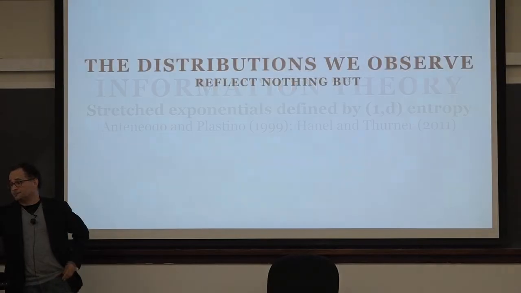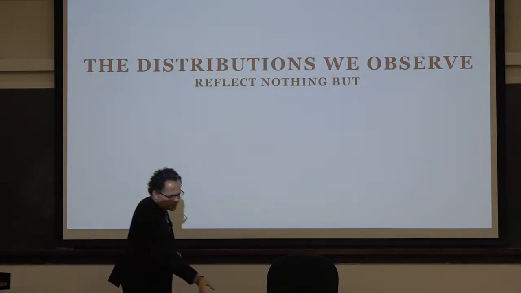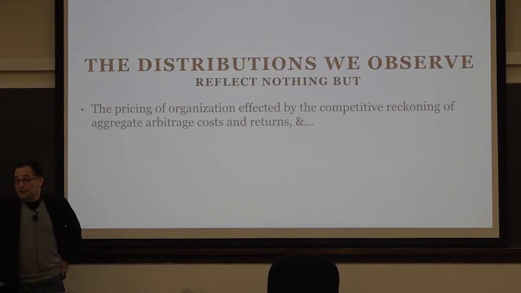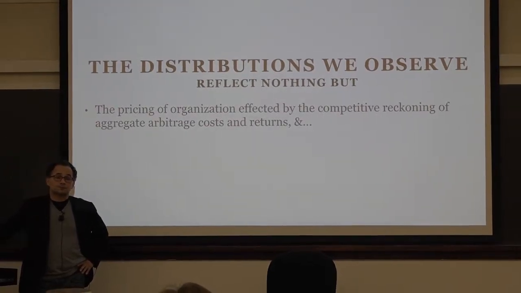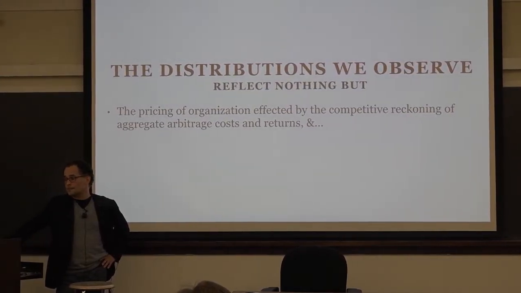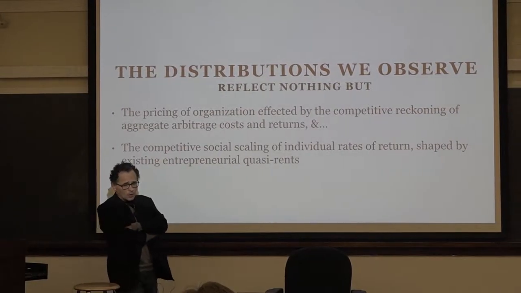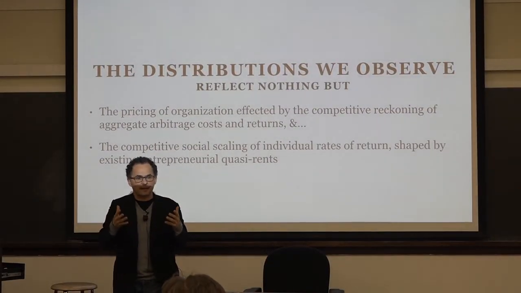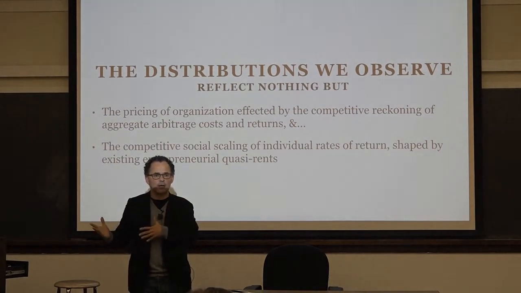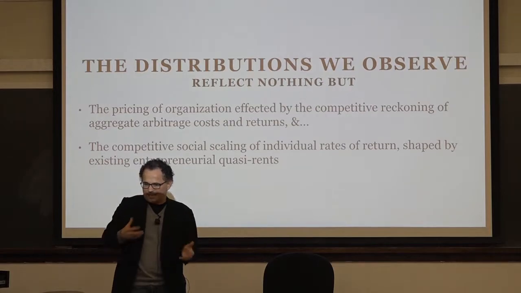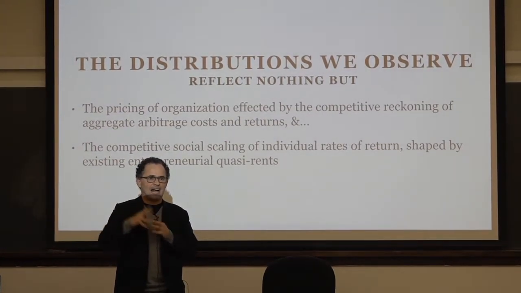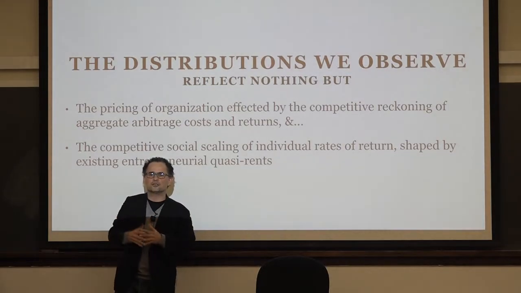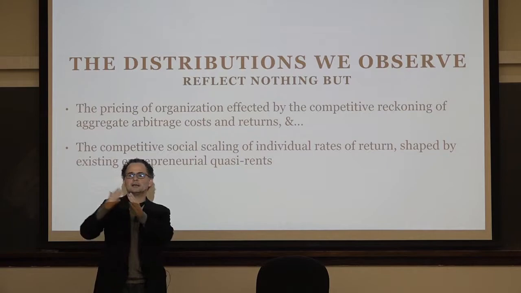Okay, so those are the three pillars. Which means that the distributions that we observe are really only telling us two things. They reflect very little other than the fact that competition prices organization in the distribution of profitability in a way that I will show. And that in the formation of the opportunity cost of capital, or the general rate of profit, there is social scaling that is shaped by the presence of entrepreneurial or quasi-rents, resulting in returns that capital market players don't regard as terribly typical. High returns that people recognize but see there's no way I can do that as well, in some measure. And that imposes that right skew on the distribution, that difference between the typical rate and the average rate.